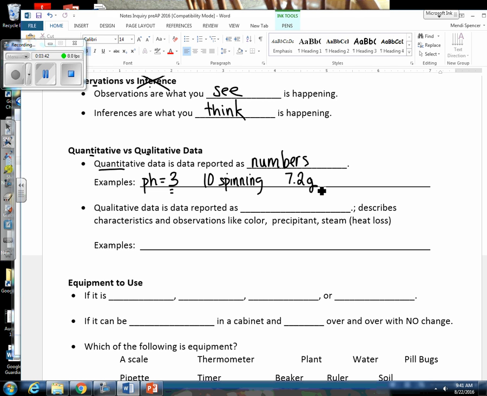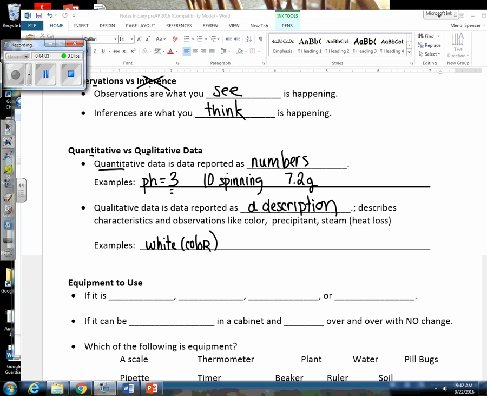Qualitative data is data that's reported as some kind of description. So as a description. By saying that they appeared white, we're indicating a color. That would be an example of qualitative data. When we said that they stopped moving, that's qualitative data. Some of you mentioned that they had an interesting smell, something that you recognized. Again, qualitative data.